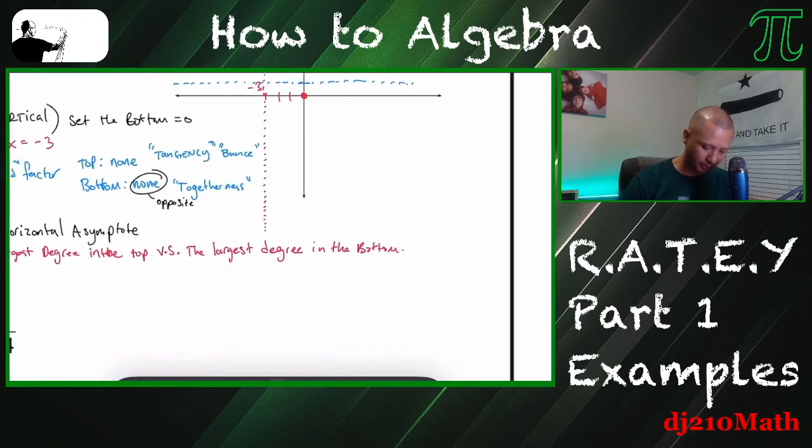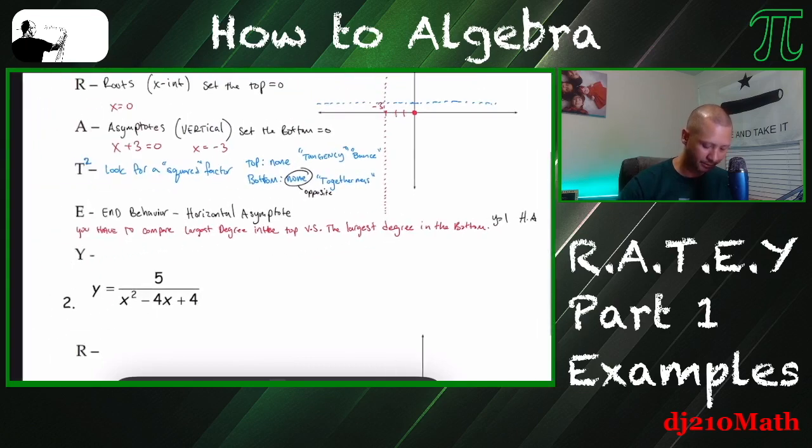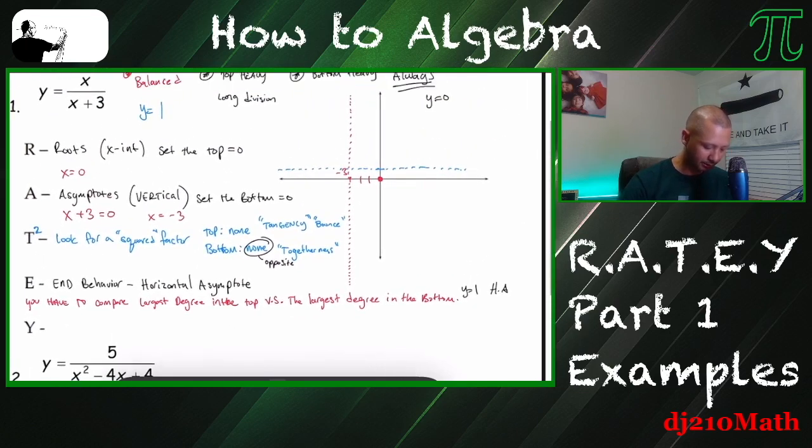So y equals 1. That's the horizontal asymptote. The abbreviation for that is HA. All right. Last is the y-intercept.